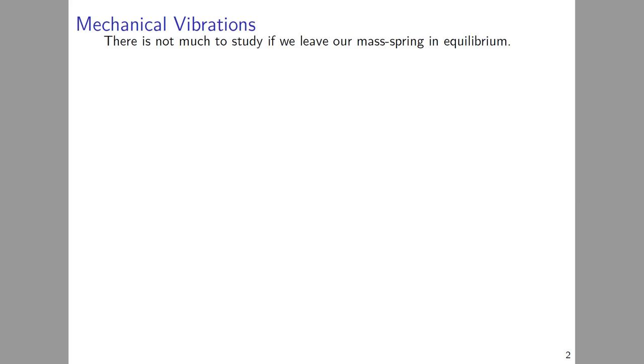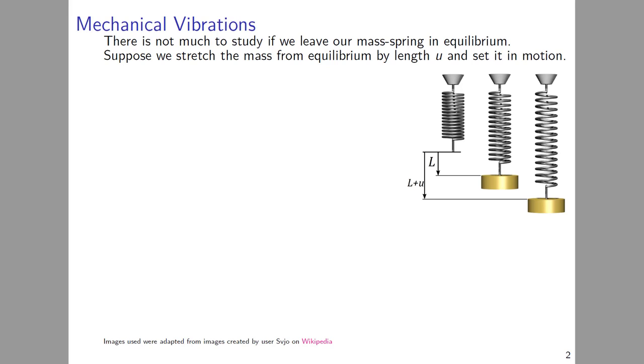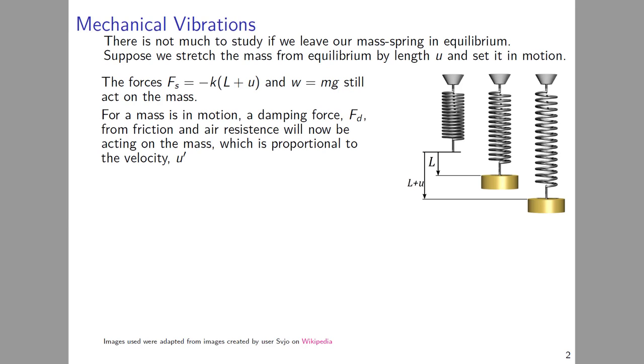Since there's not much to study if we leave our mass spring in equilibrium, suppose that we stretch the mass from equilibrium by length u, and then set it in motion. The forces that we just discussed, F sub s equal to negative k times L plus u now, and the weight, W equals m times g, still are acting on the mass. But for a mass in motion, a damping force, F sub d, from friction and air resistance will now be acting on the mass as well.